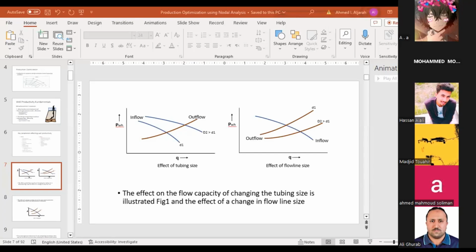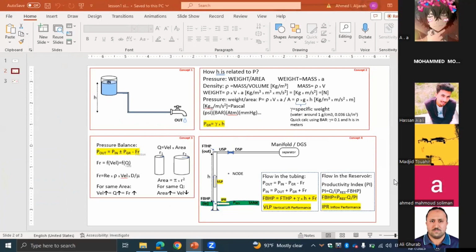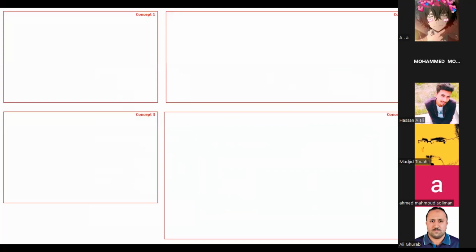Here is the equation for VLP performance, flowing bottom hole pressure equal to flowing tubing head pressure. Yes, there's no screen. Sorry, I'm sharing the slides. One second. I will share that screen. Do you see my screen? Yes, we can see it right now. Okay.